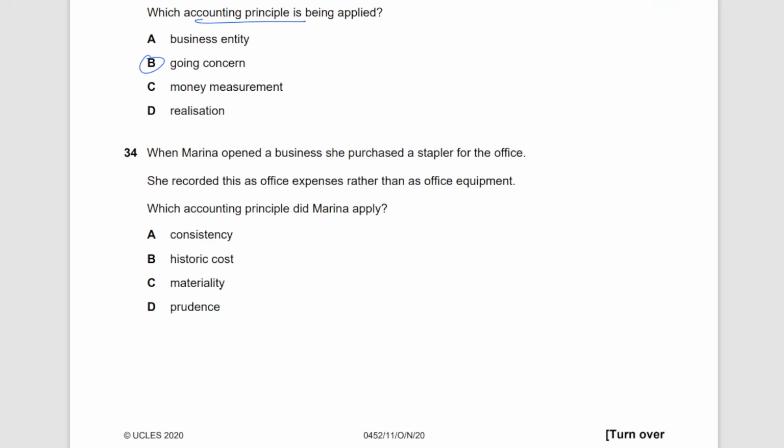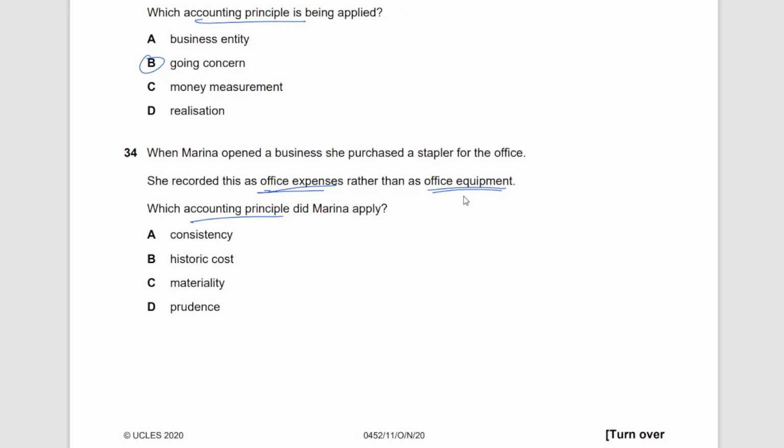When Marina opened a business, she purchased a stapler for the office. She recorded this as office expense rather than office equipment. Which accounting principle? Why did she record it as an expense and not as office equipment, where she would depreciate it every year? Now think about it. When you purchase a calculator or an office stapler, do you really want to think about its depreciation every year? Do you want to pay your accountant for that? No. It's not a big deal. It's just a stapler that costs maximum $10, I would say $5 to $10. Why would you want to depreciate that, right?